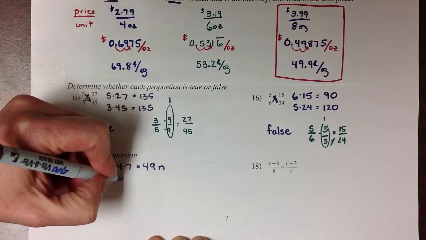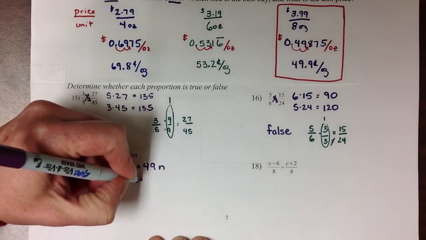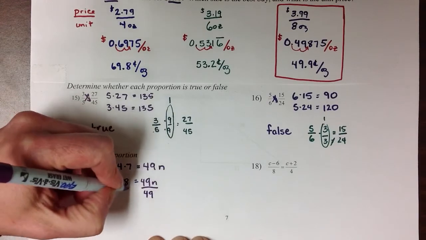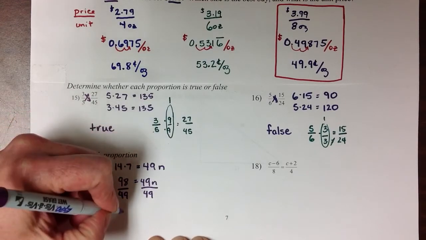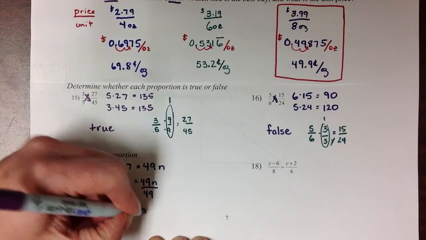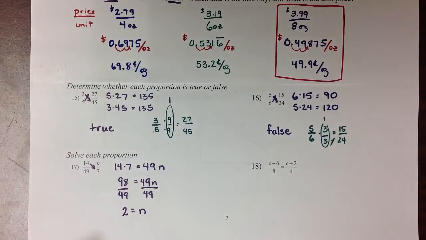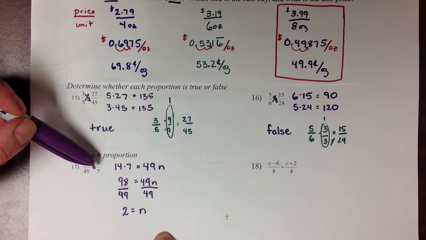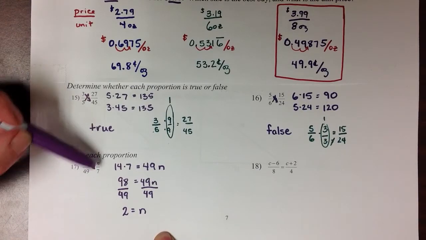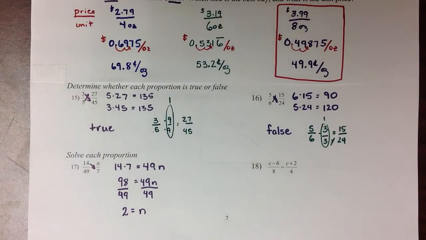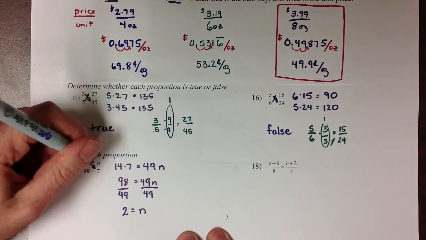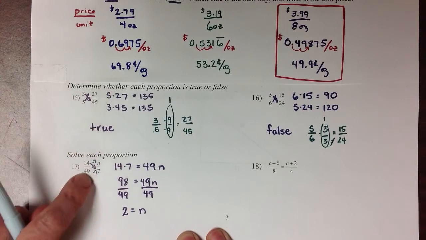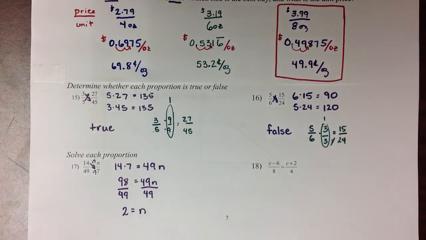Since 14 times 7 is 98, when I divide both sides by 49, I will get that 2 equals n. And if you substitute that value back in there, 14/49 does in fact equal 2/7, because 2 times 7 is what gives us 14, and 7 times 7 is what gives us 49.